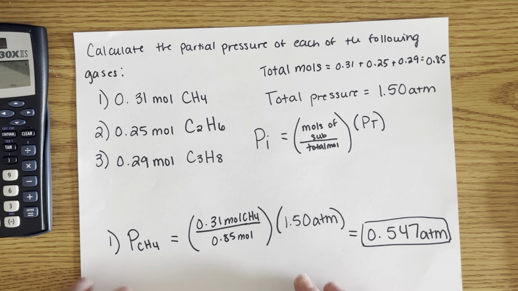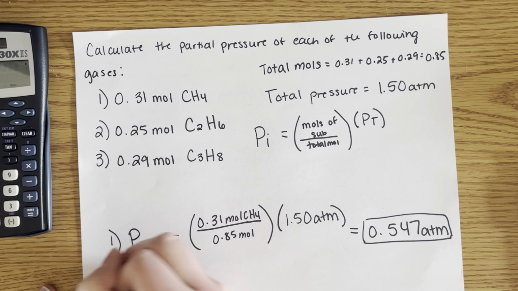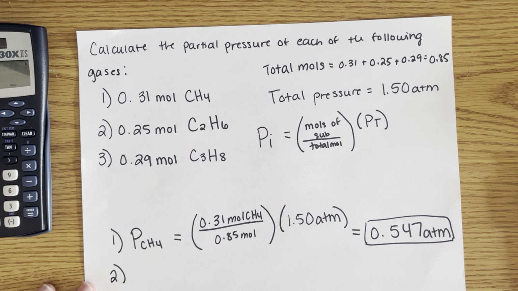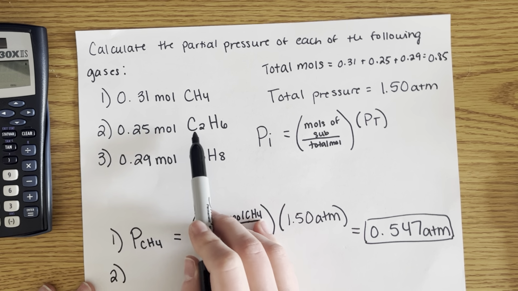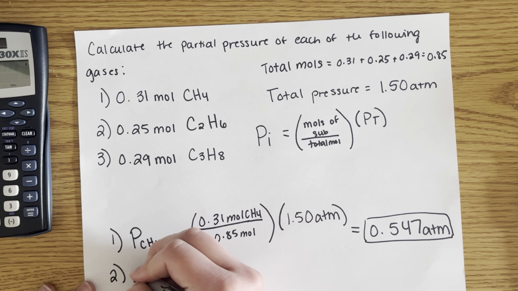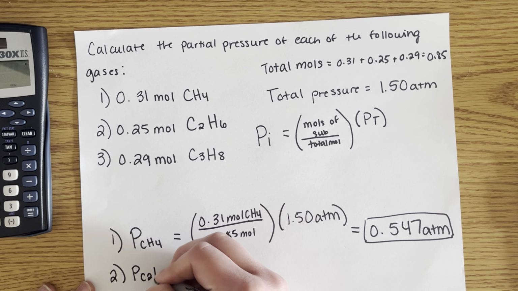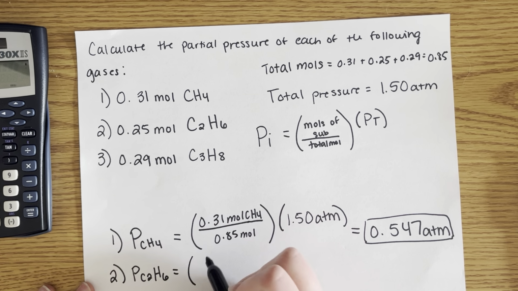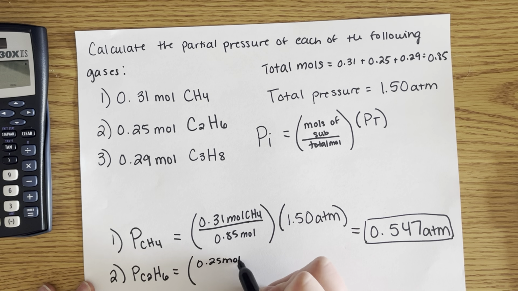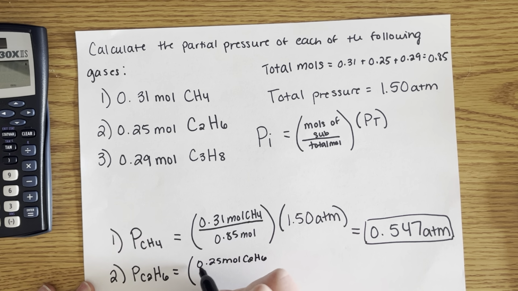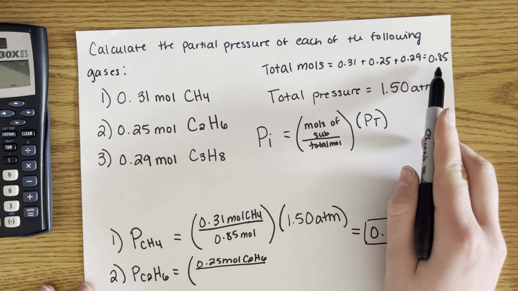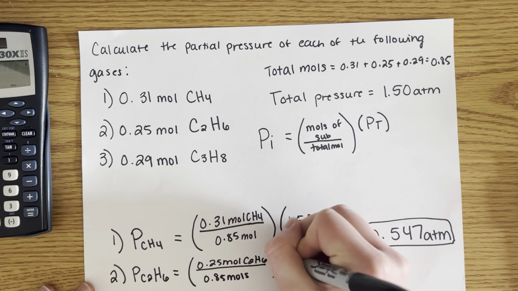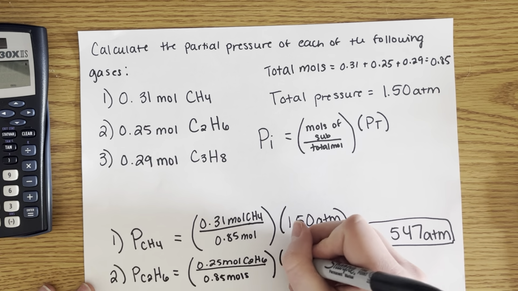Okay, so let's do number 2, and we'll go a little bit quicker. I'm running out of room on this paper. Okay, so we have our substance for number 2, which is C2H6. So the partial pressure of C2H6 equals our number of moles for that substance, which is 0.25 over our total, which we calculated to be 0.85 moles, times our total pressure, which again was given to us as 1.5 atm.